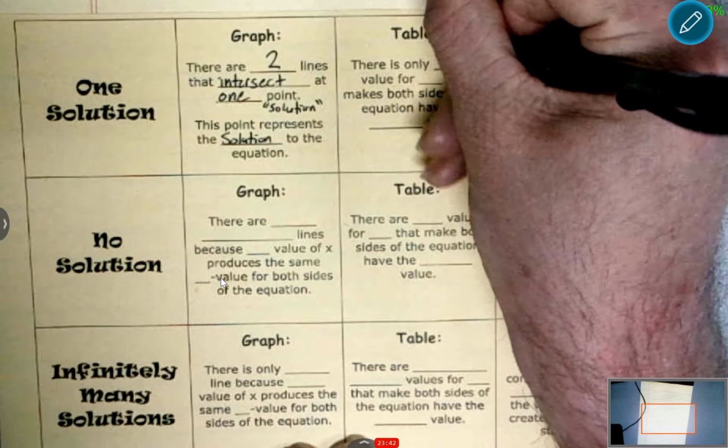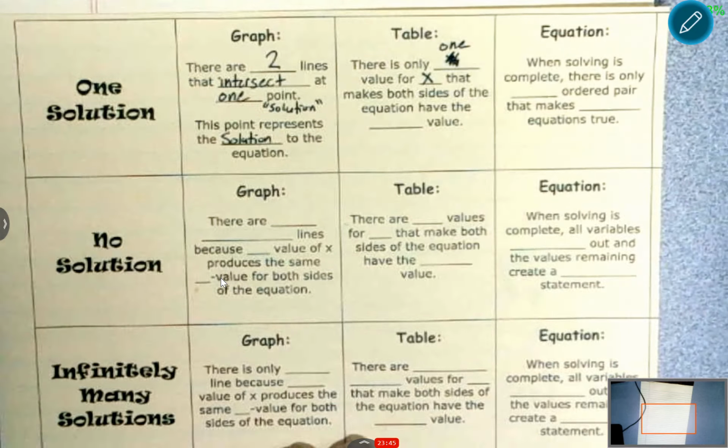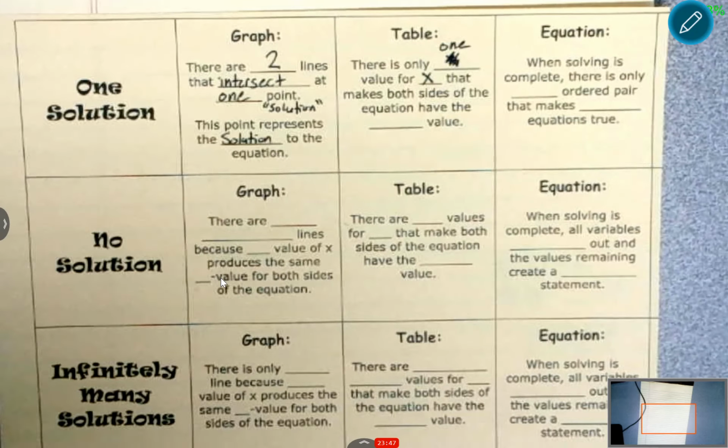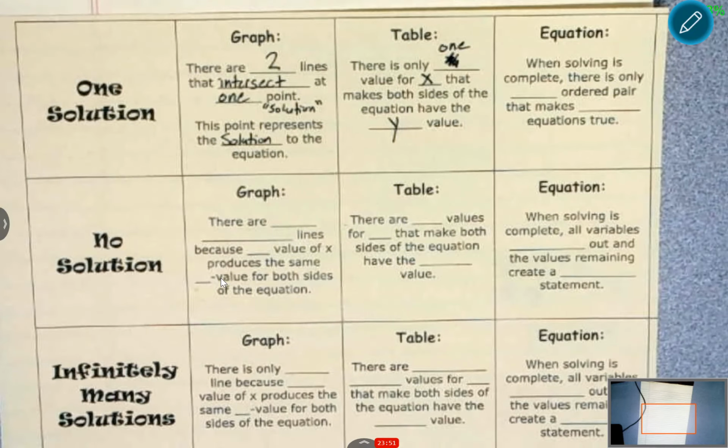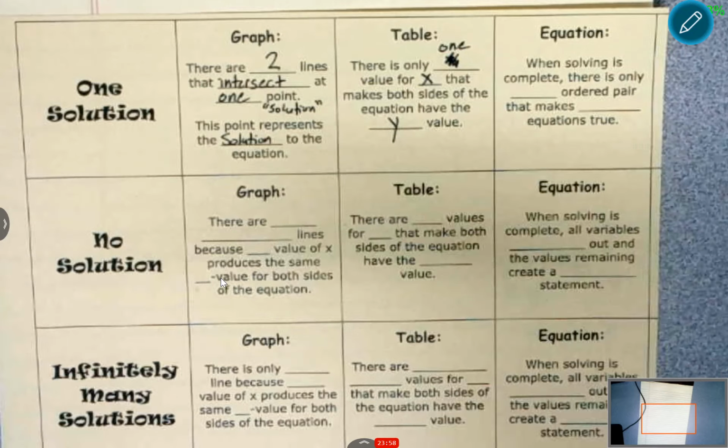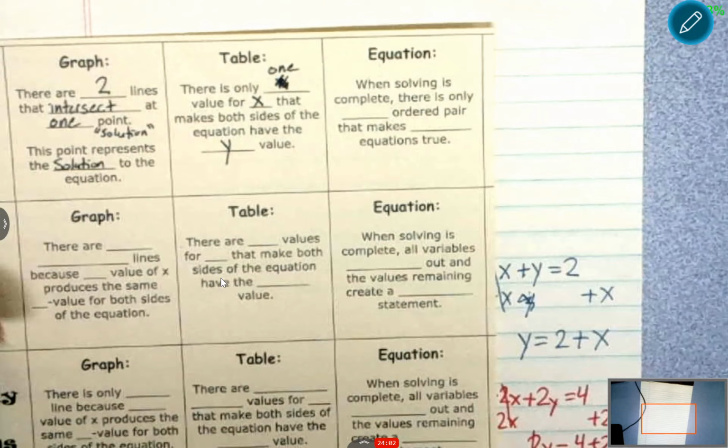There's only one x value that makes both sides of the equation have the same y value. So there's only one row in the table where the x can be plugged into both equations and have the same y value. The last part is for an equation.